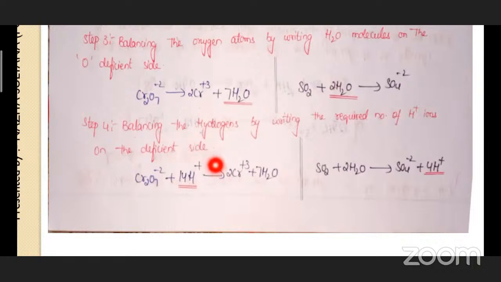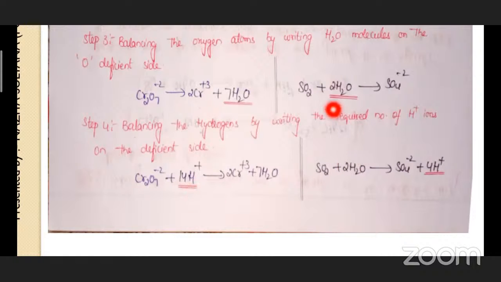Balancing hydrogens is very easy in acidic medium. How to balance it? Let us see. Balance the hydrogens by writing the required number of H plus ions on the deficient side. So you see, we have a total of 14 hydrogens. On the reactant side, we do not have any hydrogens, so I'm writing 14 H plus.